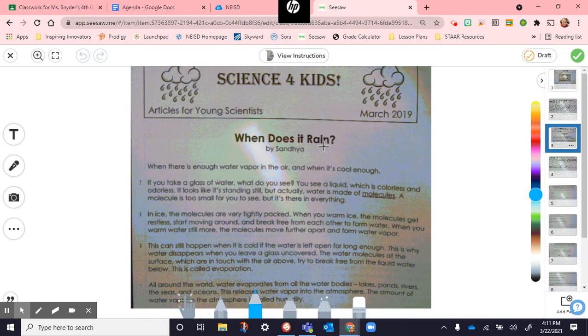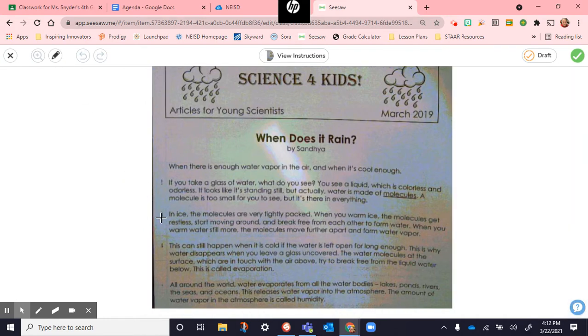So it's called When Does It Rain? It says, when there is enough water vapor in the air and when it's cool enough, if you take a glass of water, what do you see? You see a liquid which is colorless and odorless. It looks like it's standing still, but actually, water is made of molecules. A molecule is too small for you to see, but it's there in everything. In ice, the molecules are very tightly packed. When you warm ice, the molecules get restless, start moving around, and break free from each other to form water.